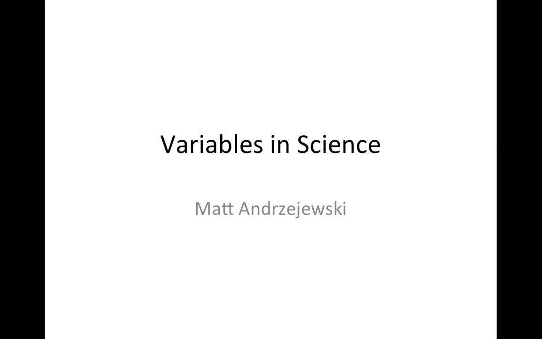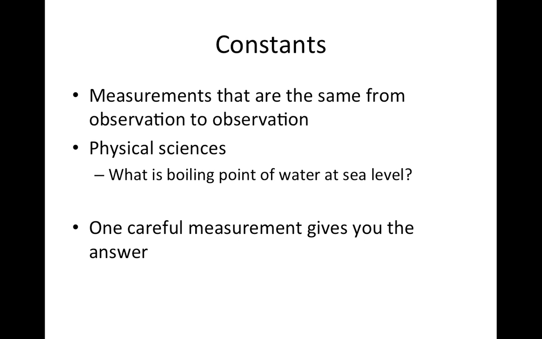Variables are an important issue in science and in psychology, and so let's talk a little bit about them and the different types of variables. Constants is the place to start, though, because they are going to contrast with variables. Constants are measurements that are the same from observation to observation.